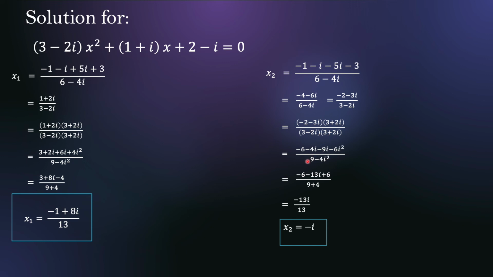So again, I get a difference of two squares in the denominator, and in the numerator I get negative 6 minus 4i minus 9i minus 6i squared. Again, i squared is the same thing as negative 1, so I substitute negative 1 wherever there is i squared. So I get in the numerator negative 6 minus 13i plus 6, so the positive 6 and negative 6 cancel, and in the denominator I get 9 plus 4, giving me negative 13i divided by 13, which is negative i as my x2. So those are the two solutions for x.